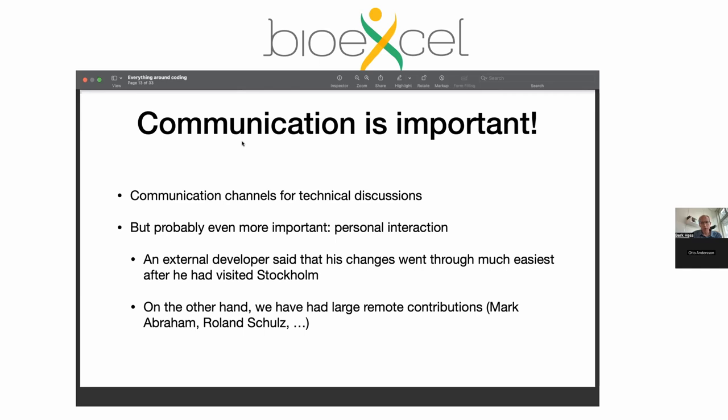But we've also had, on the other hand, very large contributions from remote contributors, like Mark Abraham, who's now actually here. So he joined us after contributing from the other side of the world for several years. And Roland Schulz, who's done a lot of work in Gromacs a bit more than a decade ago, came to us for a postdoc for a year or so, but he's now also working at Intel, like Mark Abraham, in the States.